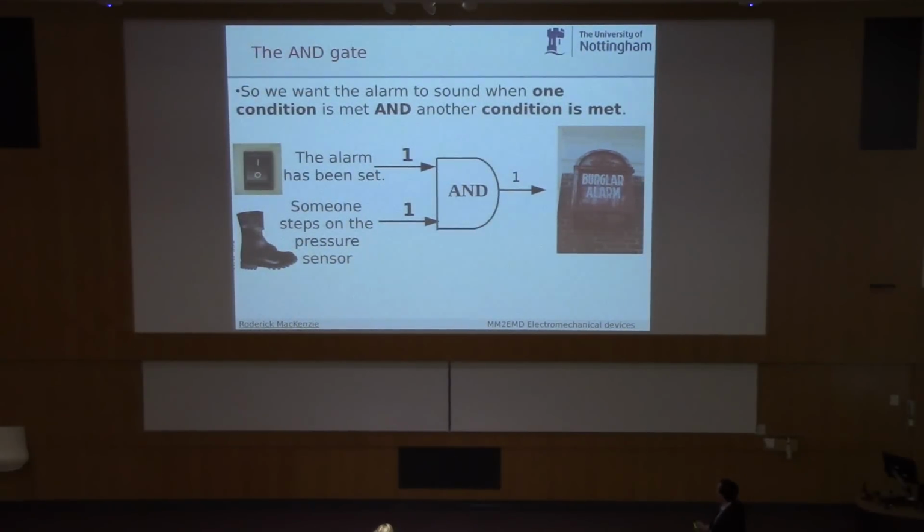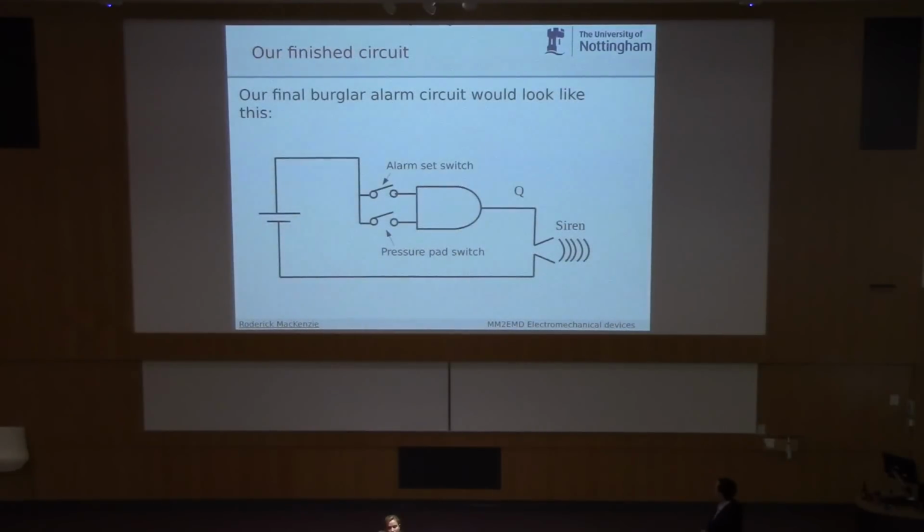So the circuit would look like this. This is the actual circuit. You'd have a power supply, two little switches, an alarm set switch and a pressure pad switch, and then the siren. So we've got input A and B and Q.